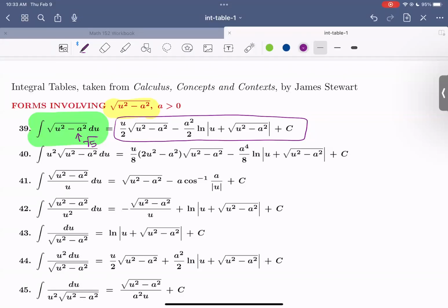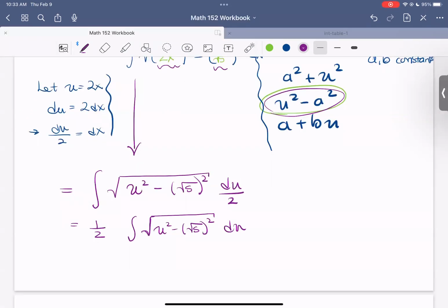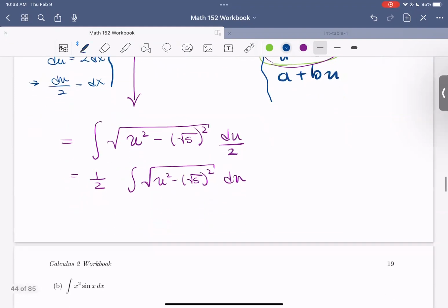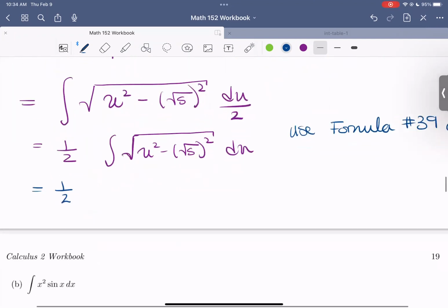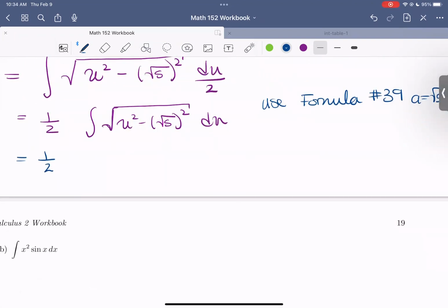We need to copy this down on our solution page. It's helpful if you have this integral table printed out so that you can work on your notes and see the integral at the same time. I'll go ahead and copy it out for us, but I really encourage you to have your integral table out so you can check my work. I always want to cite that we're going to use formula 39, and we're going to have a equals square root of 5.